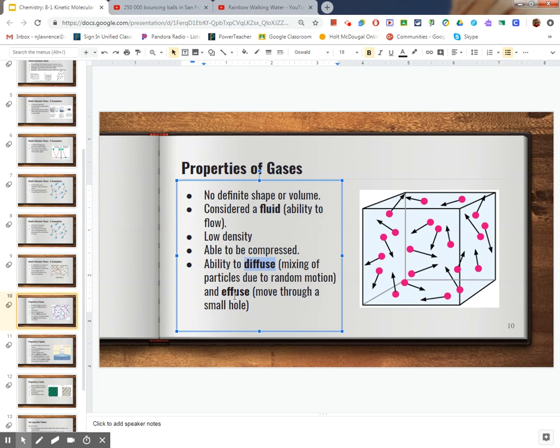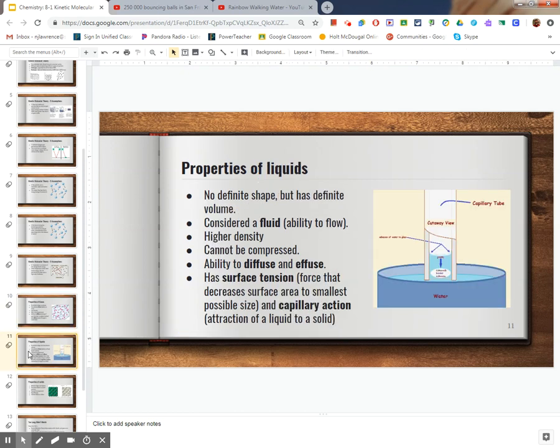Effusion is the exact opposite. Effusion is where smell or particles start at the masses and they come together through a small hole. Think of a vacuum cleaner. A vacuum cleaner can suck dirt in from all over, but it comes in through that small hole, and that's the process of effusion. So again, gases have the ability to diffuse and effuse.